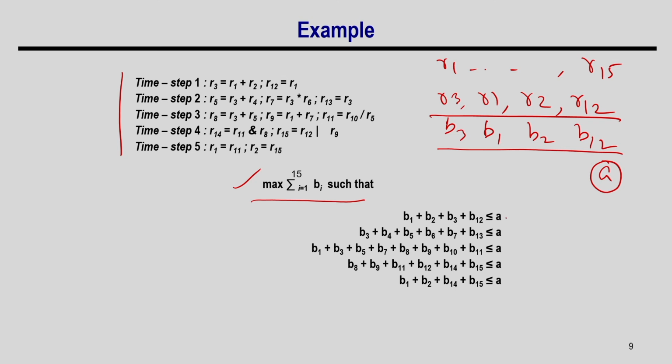That is given by this constraint: B1 plus B2 plus B3 plus B12, their summation should be less than or equal to A. Suppose A equals 2. That means a maximum of 2 of them can be mapped to this particular register bank. Among R3, R1, R2 and R12, only 2 can be mapped if the number of ports is 2. So, this is the constraint for timestamp 1.